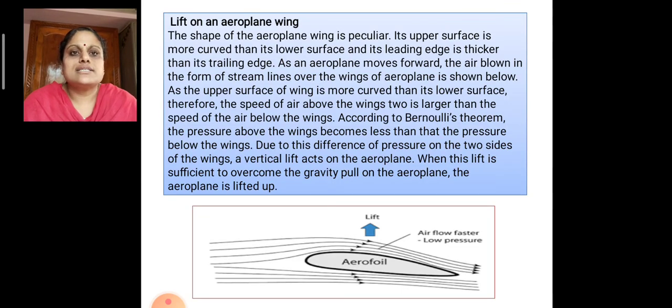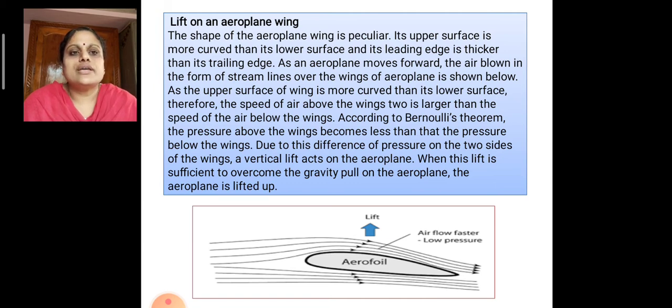Now let us discuss the lift on an aeroplane wing. The shape of the aeroplane wing is peculiar. Its upper surface is more curved than its lower surface, and its leading edge is thicker than its trailing edge. As an aeroplane moves forward, the air blown in the form of streamlines over the wings of the aeroplane is as shown below.